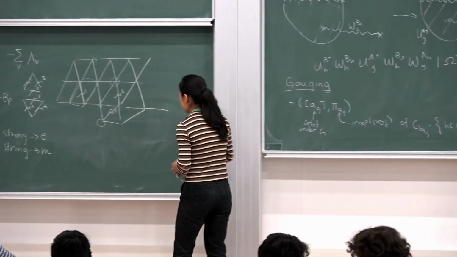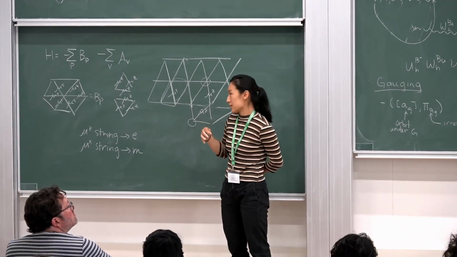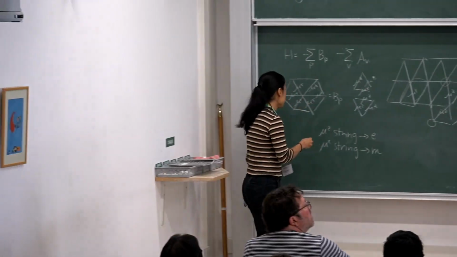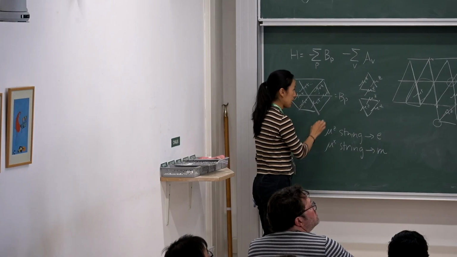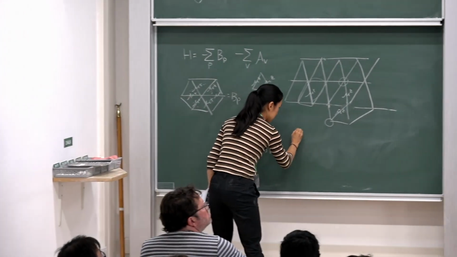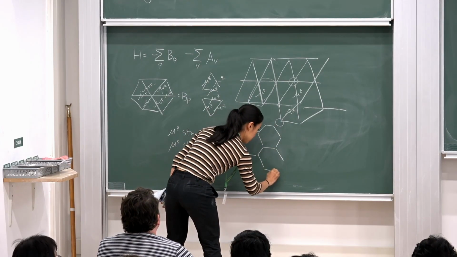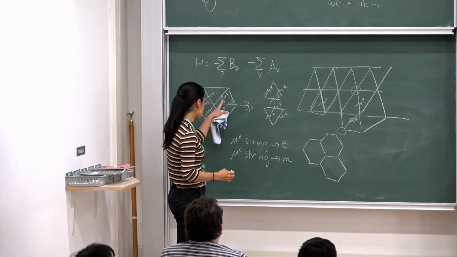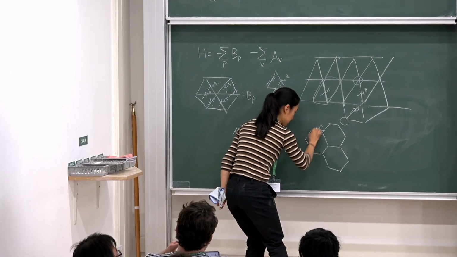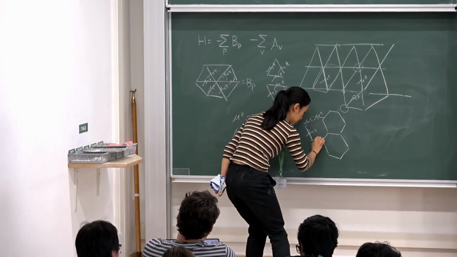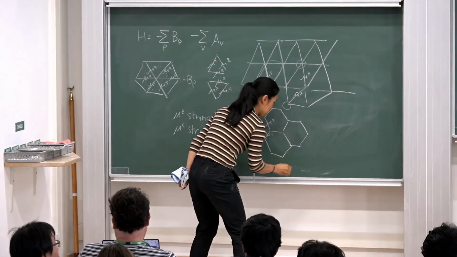And the nice thing is, now what you can see is, if we go to the dual lattice, then we'll have a dual lattice that looks like a hexagonal lattice. And now on this dual lattice, this BP operator will look something like this, and the AB operator will look something like this.